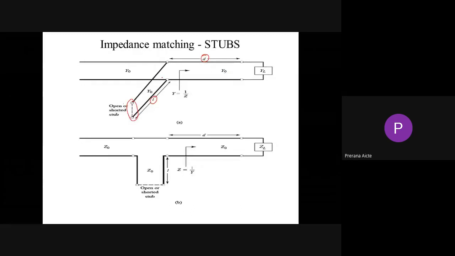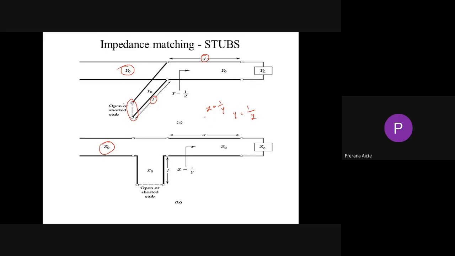Now, this stub impedance matching can also be defined in terms of either admittances or impedances. For impedances, the stubs are connected in series combination, and for admittances, the stubs are connected in parallel combination. Here also the impedance and admittance are related by Z is equal to 1 by Y or Y is equal to 1 by Z. So either way you can represent it in terms of impedances or in terms of admittances.